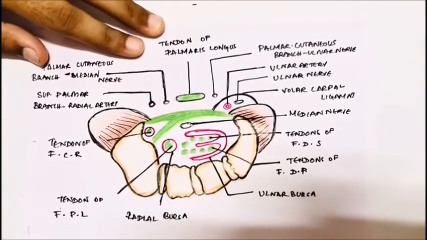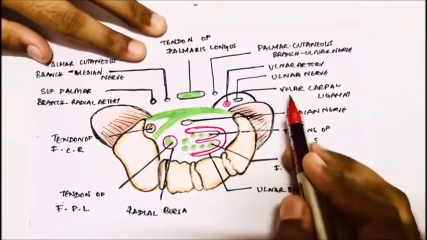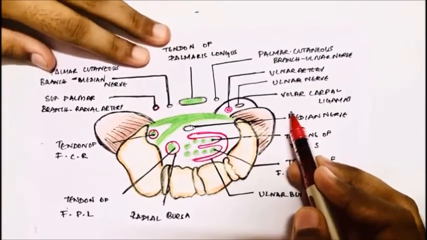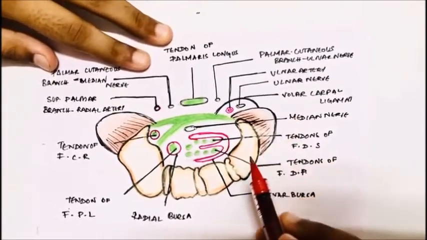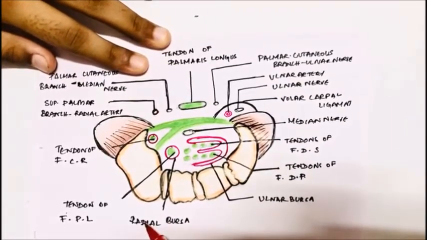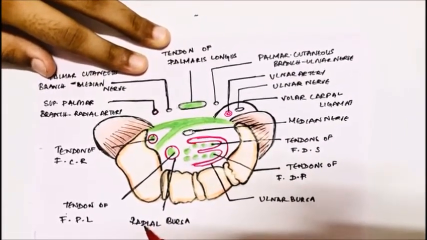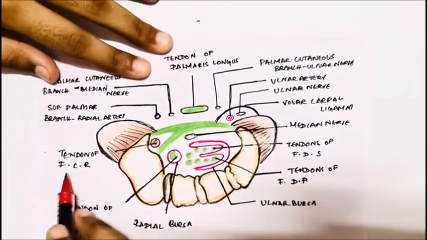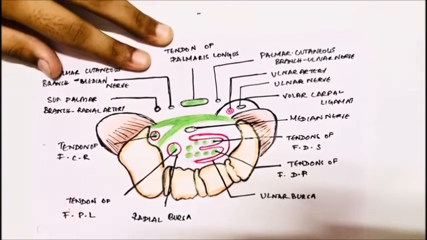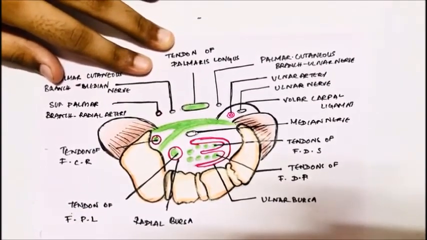A superficial slip on the medial side, called the ulnar carpal ligament, is attached to the pisiform bone, and a deep slip on the lateral side is attached to the medial lip of the groove of the trapezium, which is shown in the before diagram, converting it into an osseofibrous tunnel for the passage of the tendon of the flexor carpi radialis.